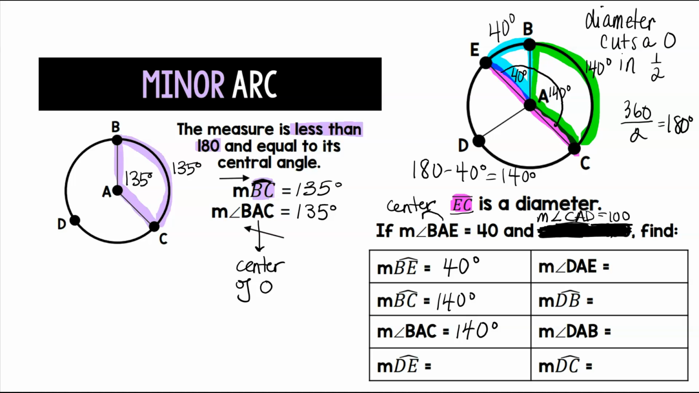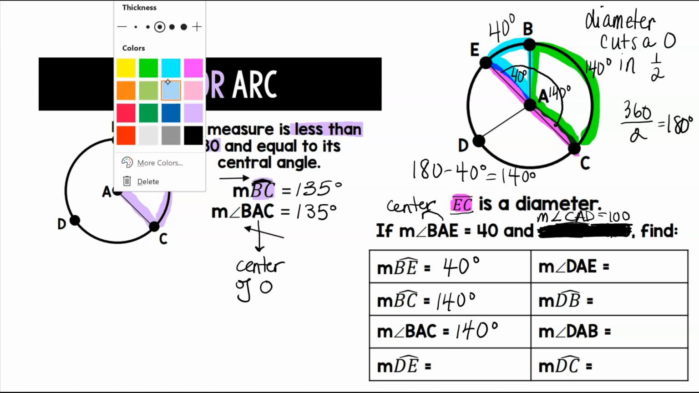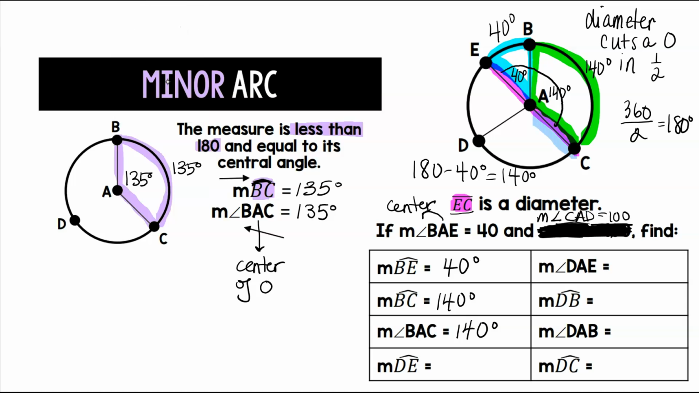So let's go ahead and fill that into our picture. The measurement of angle CAD. Another central angle because A is the vertex of the angle and it's also the center of the circle. So that angle is 100 degrees, which means so is this blue curve 100 degrees. I will put that right there.